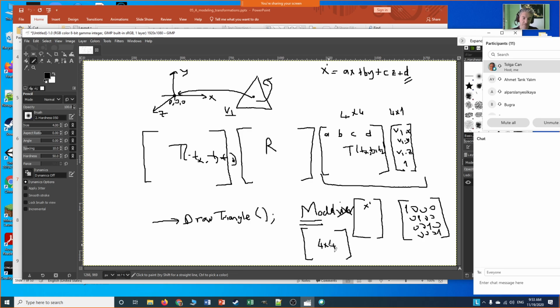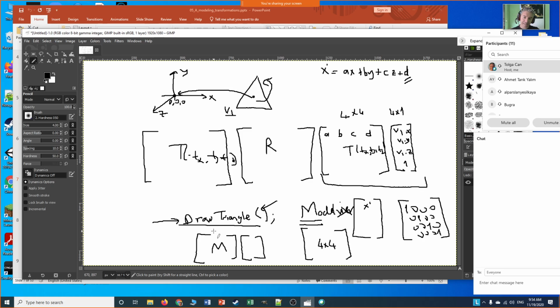Initially, you can think about the modeling transformation matrix like this. At the time of draw triangle, whatever its original coordinates are, the original coordinates given to this triangle, V1, when OpenGL tries to draw this triangle, it multiplies that triangle's vertices with the current modeling transformation matrix at this instant. At the execution of this line, whatever the current state modeling matrix is, it will first multiply all of your triangle's vertices with that modeling matrix and then draw the triangle.